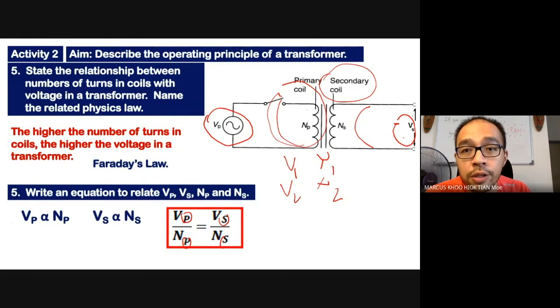So the primary coil is, for example, your plug. And the secondary coil, the voltage of the secondary coil will be, let's say, your phone, your microwave oven, your TV, all those things.